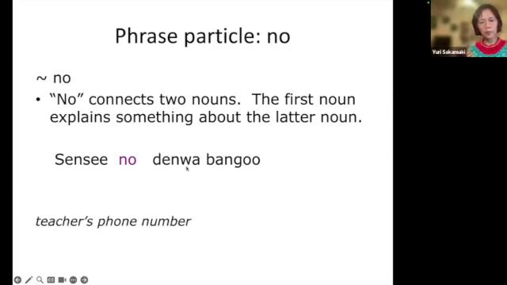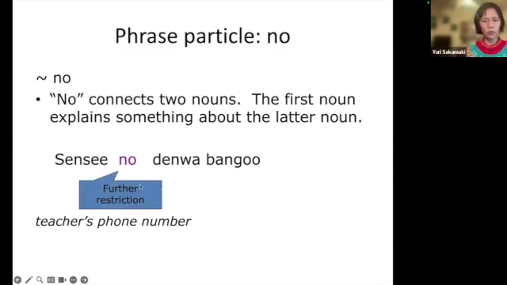So it's a phone number, but whose phone number? Oh, it's teacher's phone number. So in a way, you can think of this no as of the phone number of a teacher, or you can think of this no as apostrophe s. It's like it's showing who something belongs to. It talks about possession, teacher's phone number. So you can think in either way.